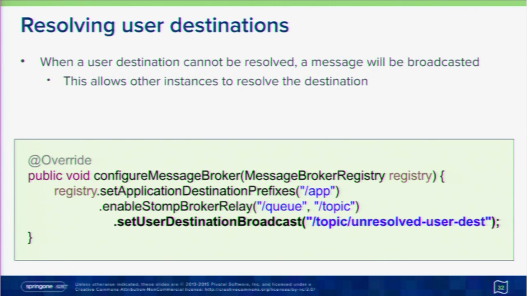But luckily, we have a property called user destination broadcast that we can configure at the broker level. That's only if you use a STOMP broker relay, so delegating to Rabbit, for instance. When a node cannot resolve a destination, it will send a broadcast message to all the other nodes in order to let them resolve that destination. So eventually, one of those nodes will know that particular user and will know the session which is assigned to that user, so it can resolve the user destination.